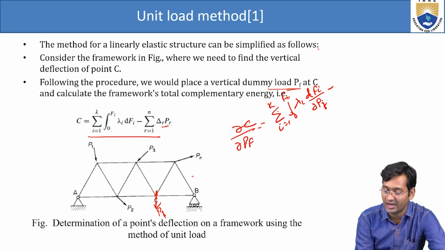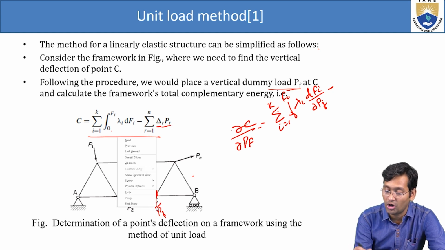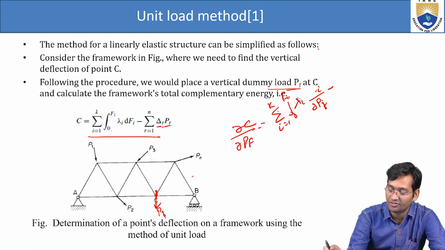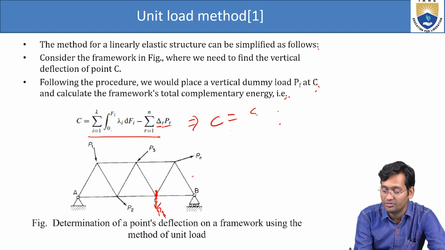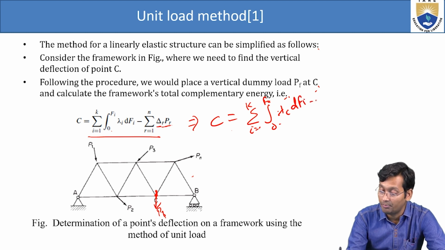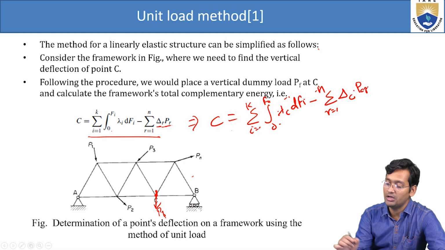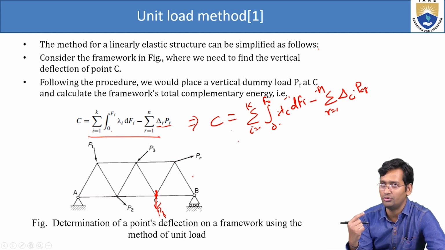For the second point, if you are finding at point C, the deflection at this point will be there, whatever load is acting. Only this delta r will be left, because this Pr is already the fixed force. Let me first write it for point C: C equals the sum for i equals 1 to K of the integral from 0 to Fi of lambda i dFi, minus the sum for r equals 1 to N of delta C and PCF, the fixed load. Now, according to this, we have to remove that fixed load.